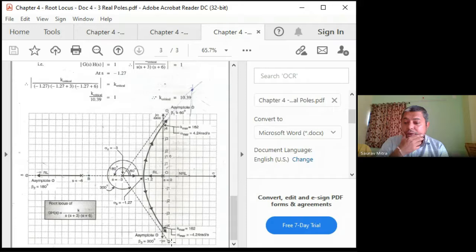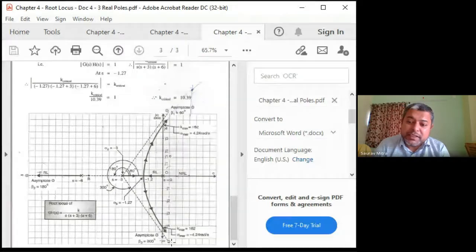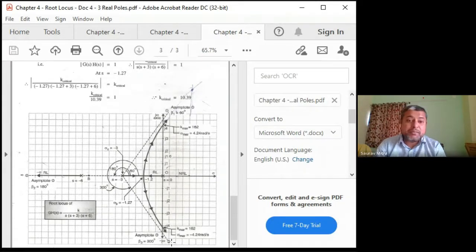And if it is a three pole system, three real pole system, always the angle of the asymptotes will be 60 degrees, 180 degrees and 300 degrees. But the position of the centroid from which the asymptotes are to be drawn will keep on shifting to the left side. If you are taking s plus 100, s plus 200, s plus 300, that means there are three poles at minus 100, minus 200 and minus 300.